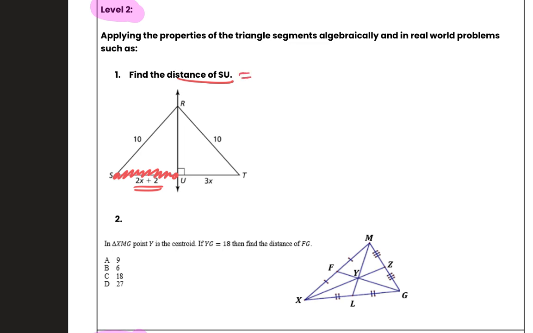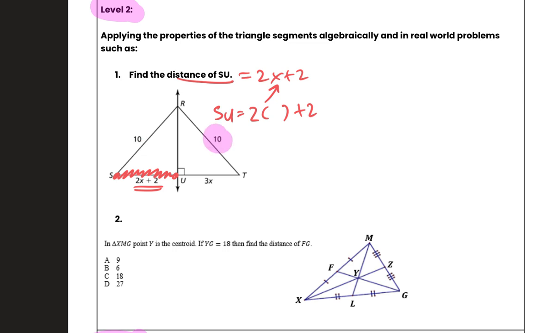So SU is 2x plus 2. To know what that is, we need to figure out what x is, and then we're going to substitute into there. We'll say 2 times a certain number plus 2, and that will be equal to SU. So we first have to figure out what that x is. So what do we know? Well, let's look over here.